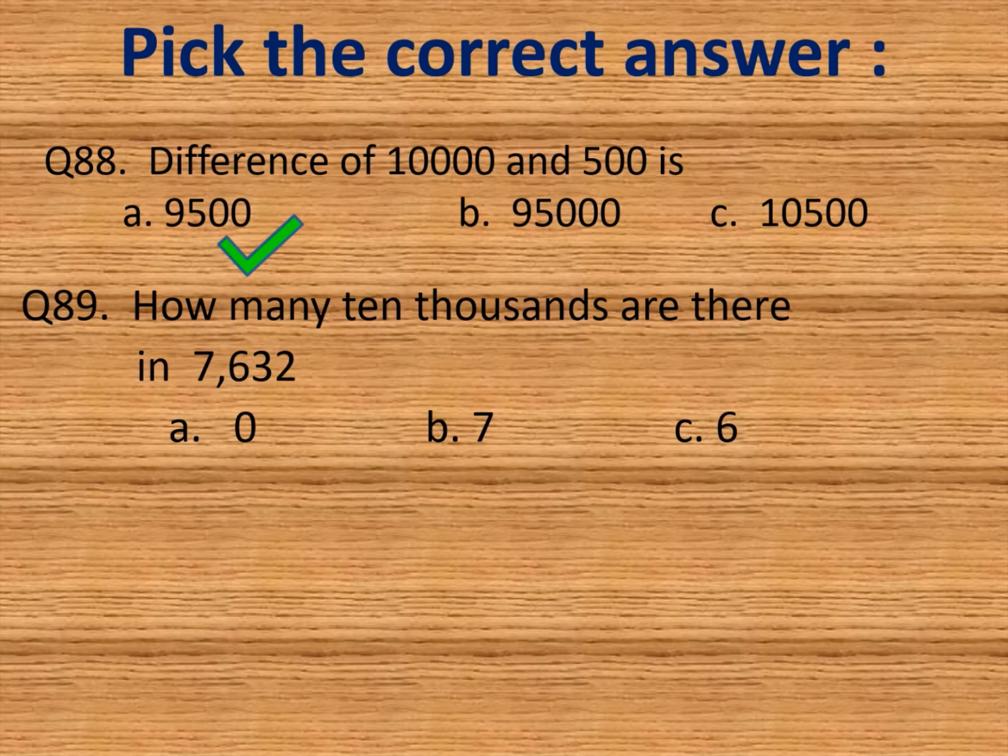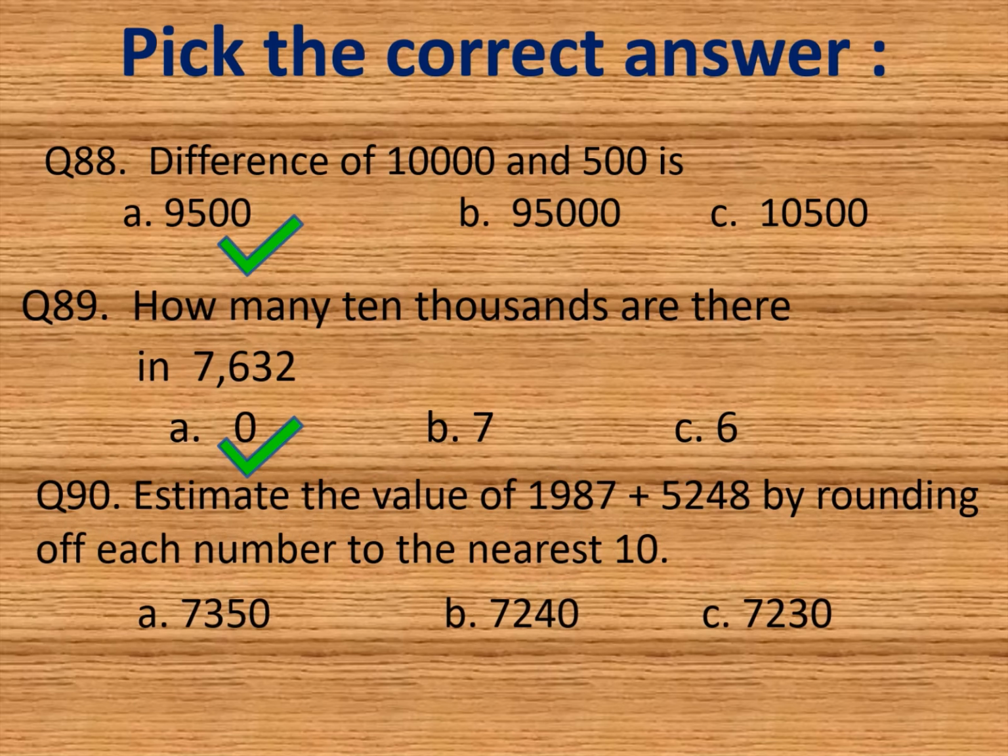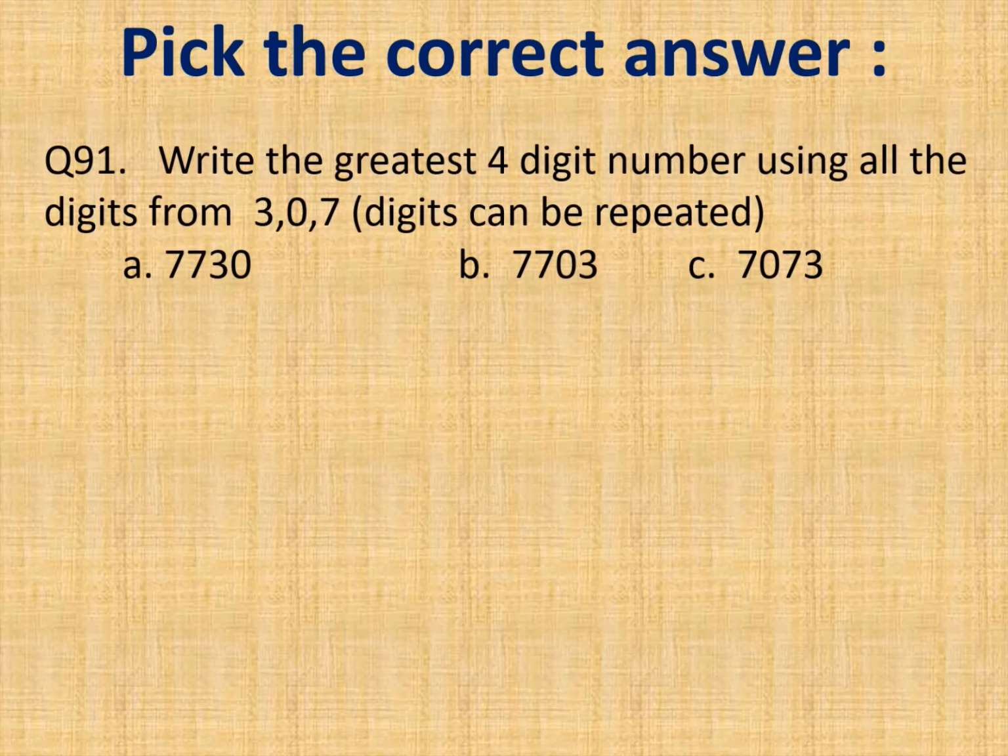Question 89. How many 10,000s are there in 7,632? Question 90. Estimate the value of 1987 plus 5248 by rounding off each number to the nearest 10. Question 91. Write the greatest 4-digit number using all the digits from 3, 0, and 7. Digits can be repeated.